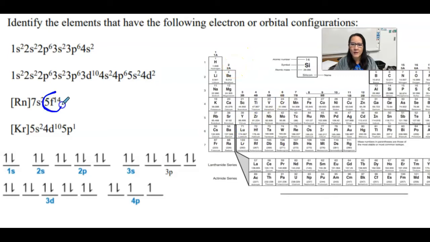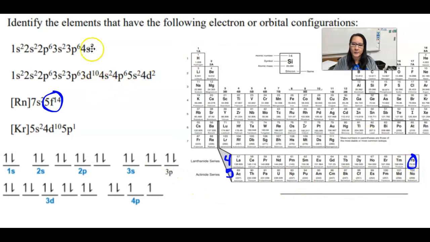Okay, 5f14. Remember, also tricky, these are the row number -2, and so this is 4f. And then when I count 1, 2, 3, 4, 5, 6, 7, 8, 9, 10, 11, 12, 13, 14, we land on this element over here, which is ytterbium.